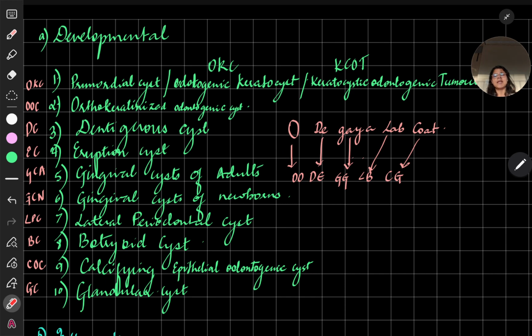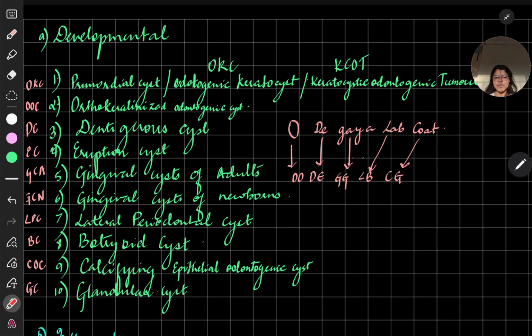To remember this, you remember "O de gaya lab coat". From O you remove 2 O's, from DE you remove 2 DE, from Gaya you remove the extra G and just consider one G. And in lab coat, you remember L and B, and coat says CG. So OODEGGLBCG you get.